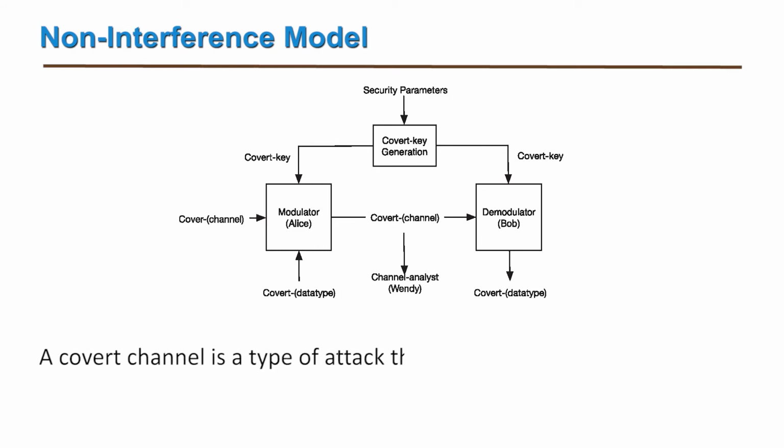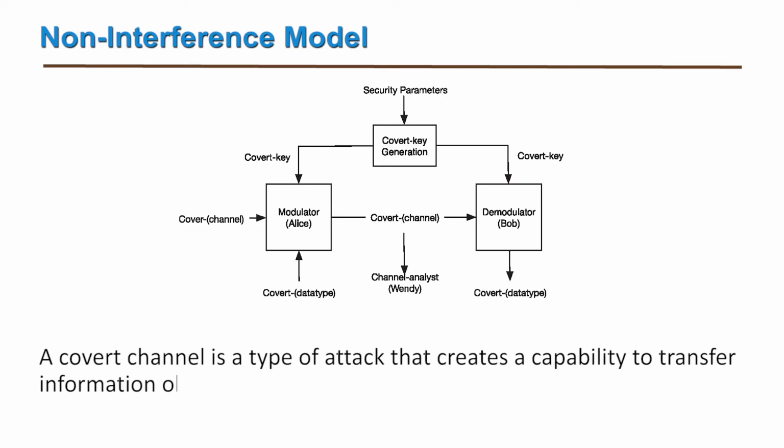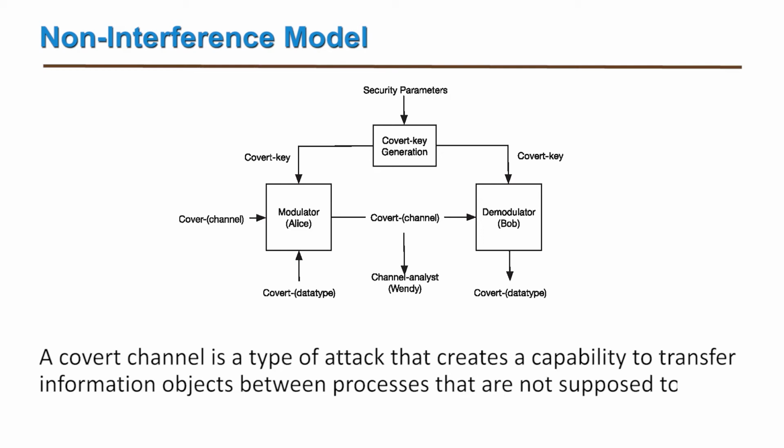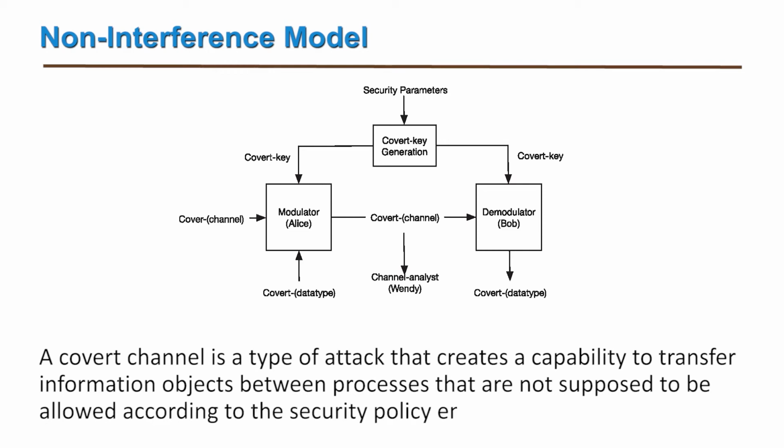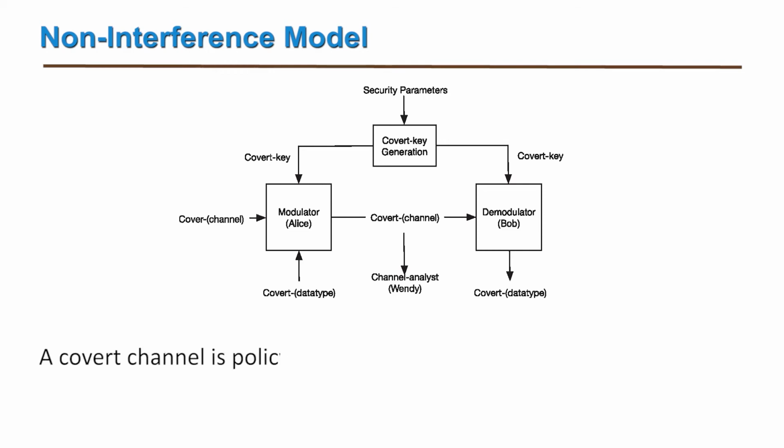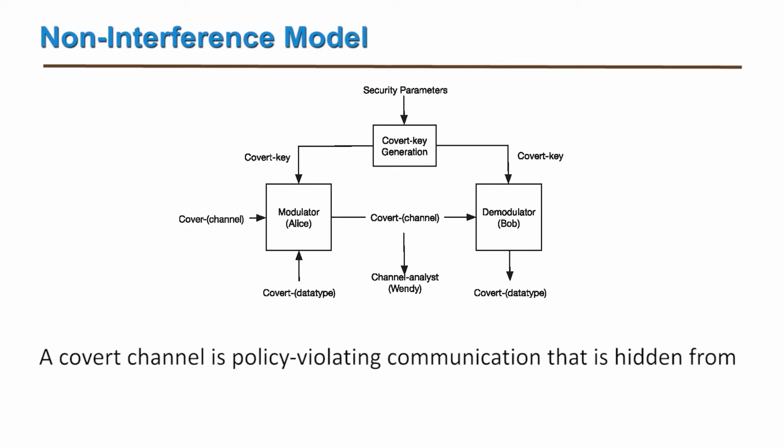Fundamentally, a covert channel is a type of attack that creates a capability to transfer information objects between processes that are not supposed to be allowed according to the security policy. A covert channel is a policy-violating communication that is hidden from the owner or the user of a system.